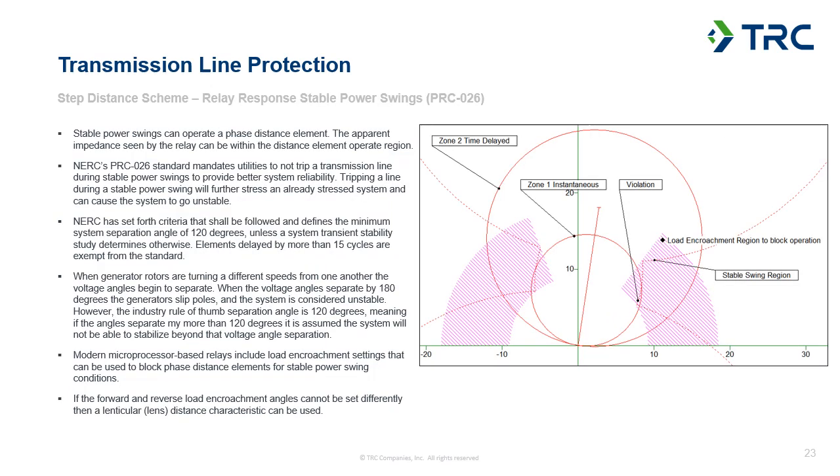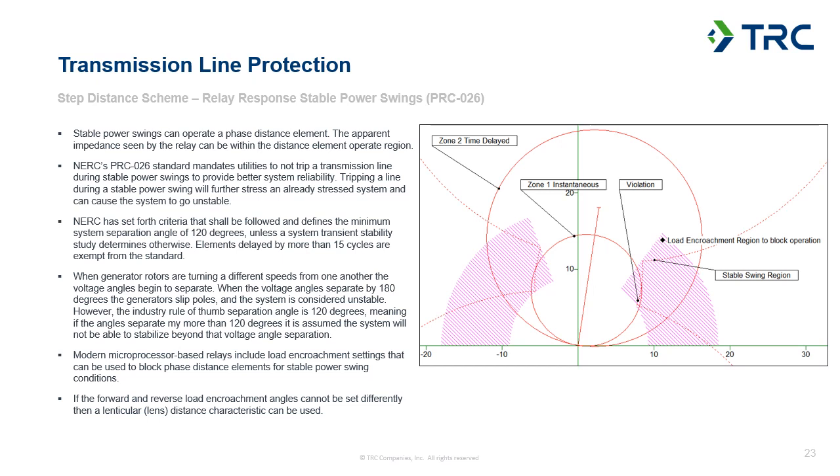So the next thing we're going to take a look at is the relay's response to stable power swings. And this is NERC PRC26, another one of the compliance requirements utilities and transmission owners are required to document and comply with. So what PRC26 says and what it requires is that you set your relays in a way that your instantaneous tripping or anything that operates faster than 15 cycles needs to be secure for stable power swing conditions.